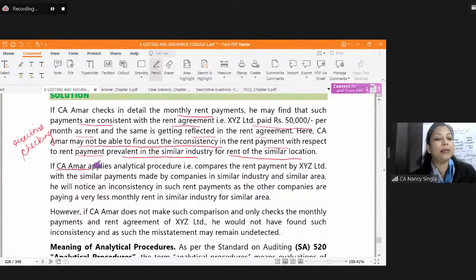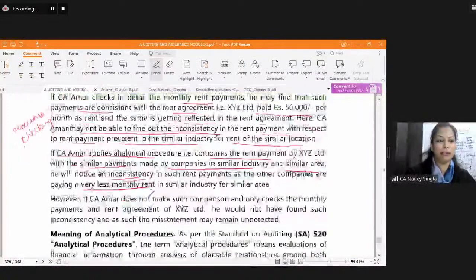If CA Amar applies analytical procedures, that is, compares the rent payment of XYZ with similar payments made by companies in a similar industry and similar area, other things remaining the same, he will notice an inconsistency as the other companies are paying very less rent.